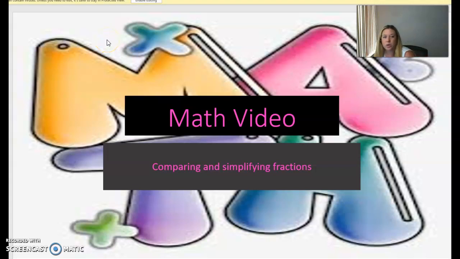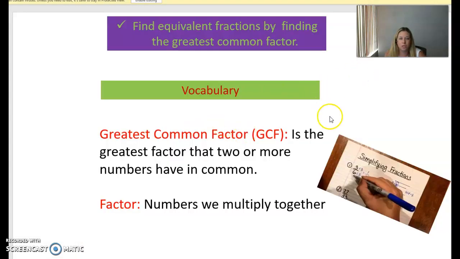Hey, fourth graders, this week we're going to be looking at comparing and simplifying fractions. Math. Here is an important thing you need to know. It is the greatest common factor. The greatest common factor is the greatest factor that two or more numbers have in common. Factors are the numbers that we multiply together. Okay, this is going to help us when we compare fractions.